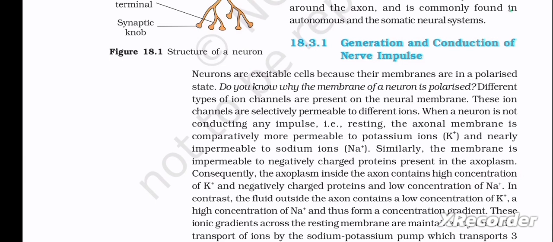Consequently, the axoplasm inside the axon contains a high concentration of potassium and negatively charged proteins and a low concentration of sodium ions. In contrast, the fluid outside the axon contains a low concentration of potassium and a high concentration of sodium ions, and thus forms a concentration gradient.